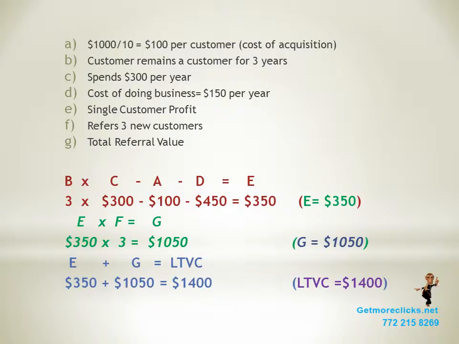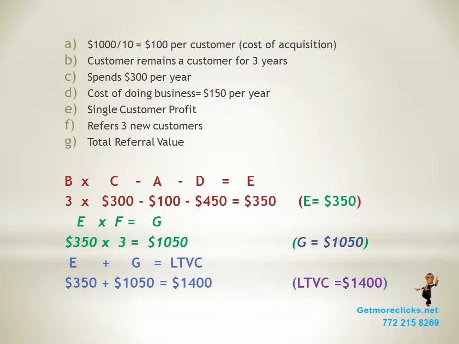On this slide, I want you to focus on the red section first. B is the time that the customer remains with us. We said 3 years in our example. C is the amount of money they spend with us each year. That's $300. So we times 3 times 300 and we get $900. And then we take A away from that because that's the cost to get that customer in, the acquisition cost. We wind up with $800. And now we have to deduct $450, which is D. That's 3 years of $150 per year. That's the cost of doing business, like we talked about earlier, the employee cost, the lighting, the space, whatever it may be. That gives us, for E, which is the single customer profit, $350.